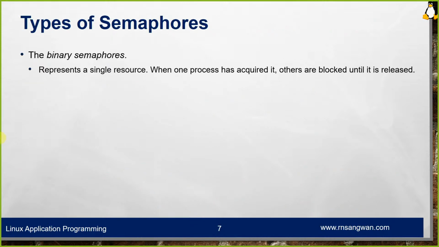Types of semaphores. We have binary semaphores. The previous example I explained was a binary semaphore. It represents a single resource. When one process has acquired it, others are blocked until it is released.